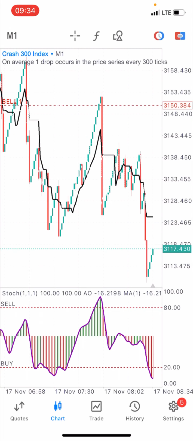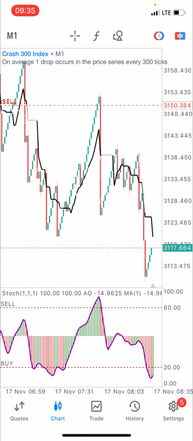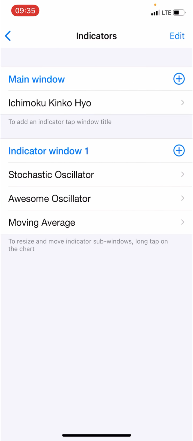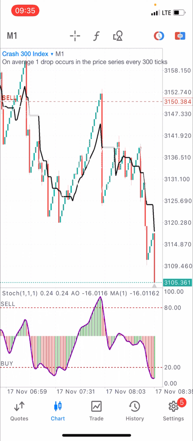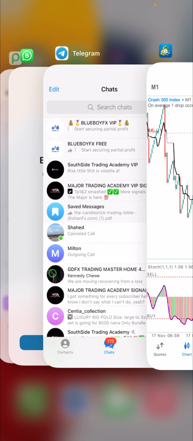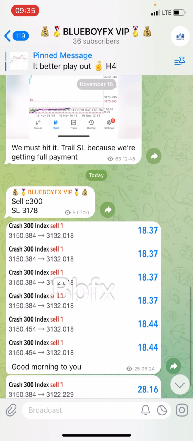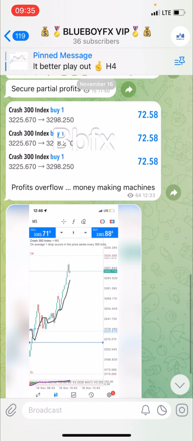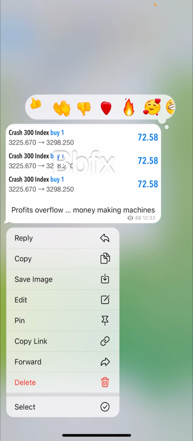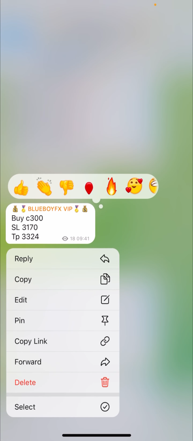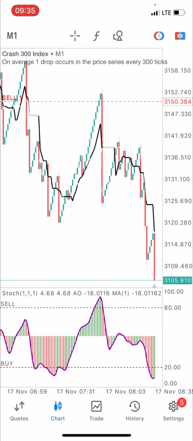It's your boy Blue Boy FX, and here is a setting of how to catch spikes using this indicator. Earlier this morning, wow, that was another spike. That was another spike right now. So earlier this morning, we gave the VIPs a signal to sell the C300, and as of yesterday we were buying the C300. Here was the signal, buy the C300, but today we've been selling because we want to catch spikes, and I want to show you how you can catch spikes using this indicator.